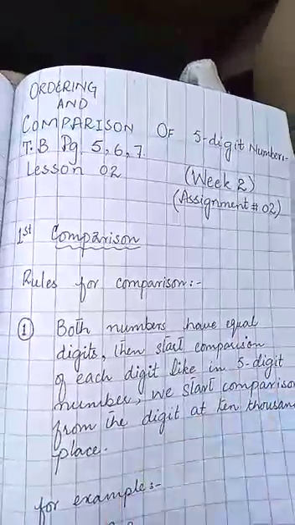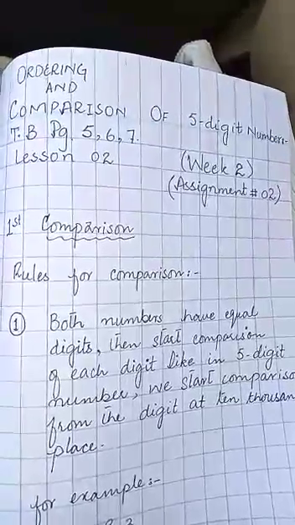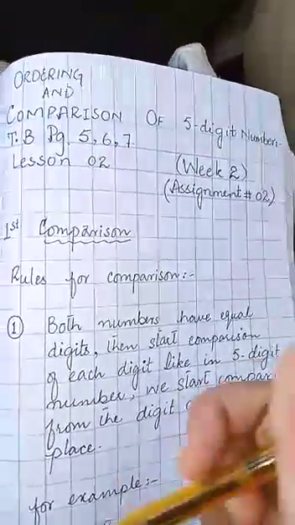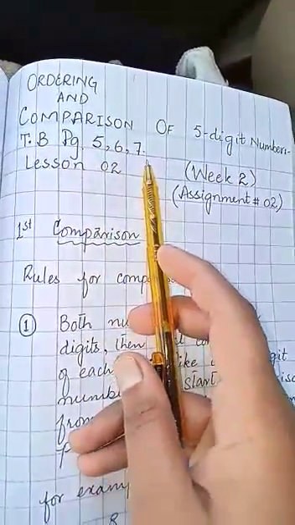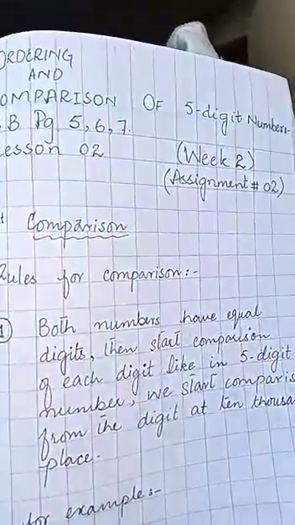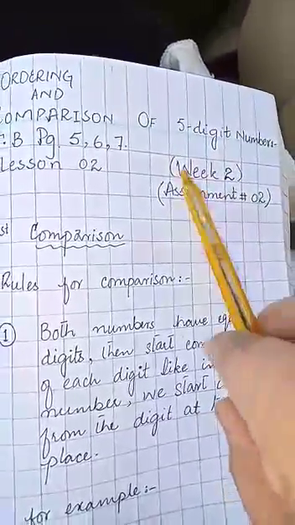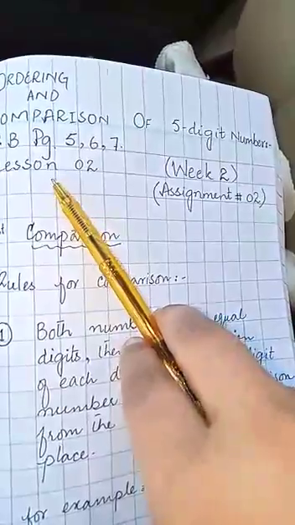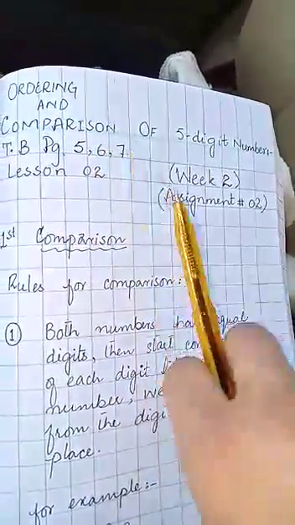Today, the topic which we are going to discuss is about the ordering and comparison of 5-digit numbers. This topic is from your textbook, page number 5, 6, and 7. These topics are related to your week 2, assignment number 2, and its lesson number 2 as well, mentioned on textbook, page number 5, 6, and 7.